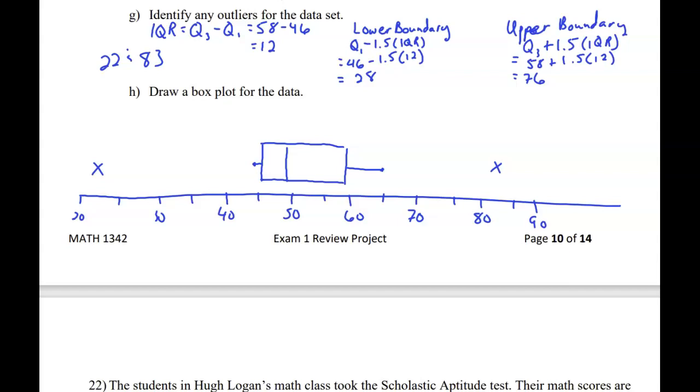If I did not have any outliers, in other words, if my 22 or my 83 was not an outlier, I would go all the way to my maximum value or my minimum value. I would go to that actual value. But in this case, I do have outliers, so I have to go to the number just inside of the outlier. So practice this one, practice the next one, and if you have questions, let me know.